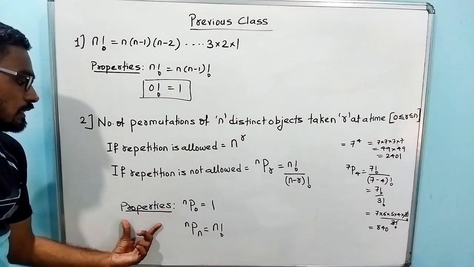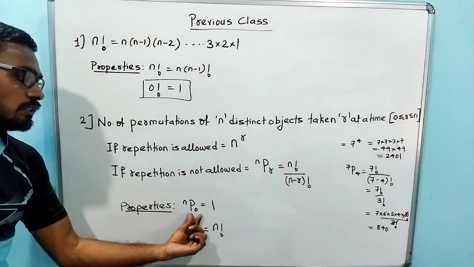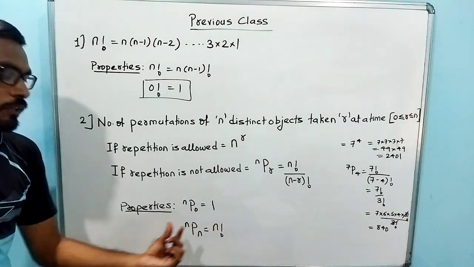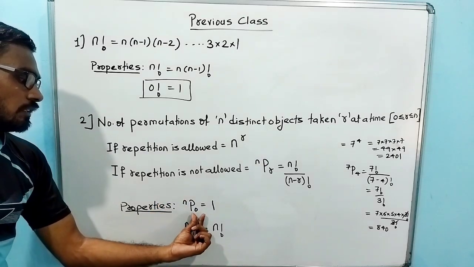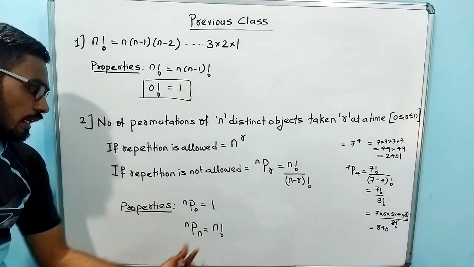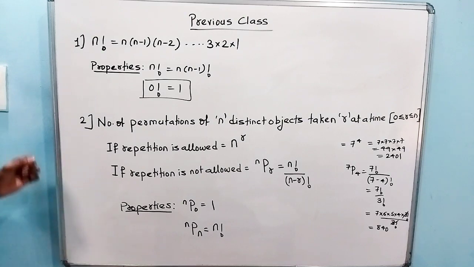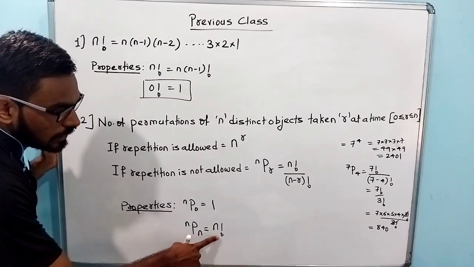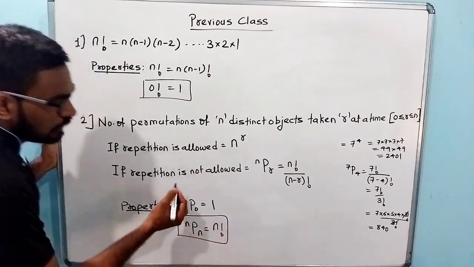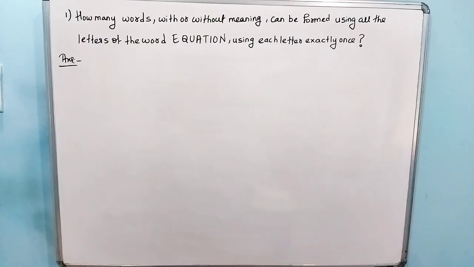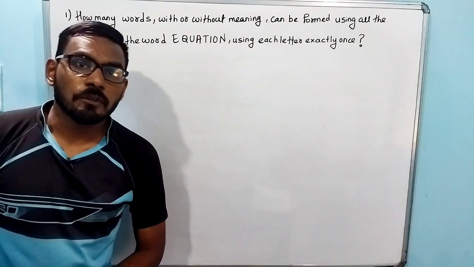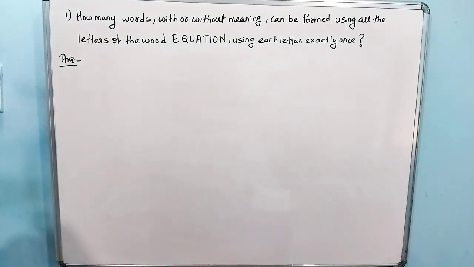Then properties of this. First, nP0 is 1, means number of permutations of n objects taken 0 at a time is 1, and nPn, number of permutations of n objects taken all at a time, is n factorial. So this is very important. Today we will solve few problems based on the formulas that you have learned in the previous class.